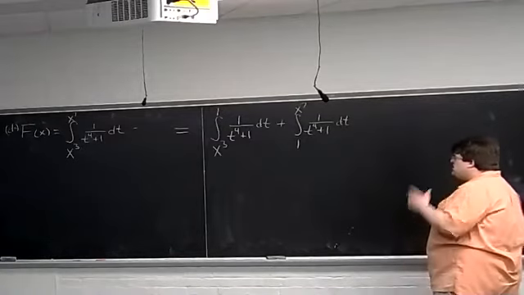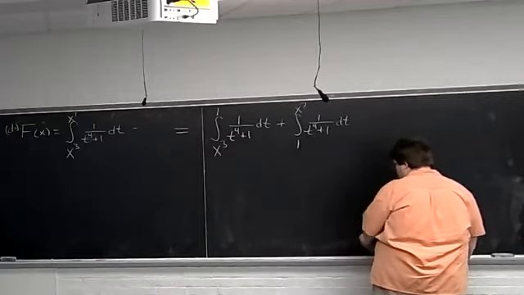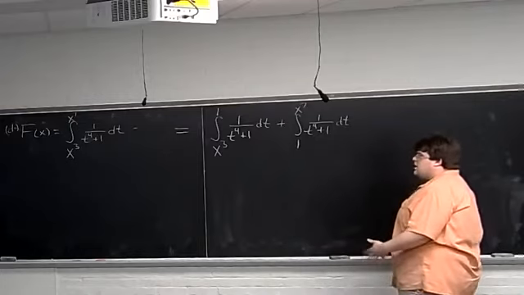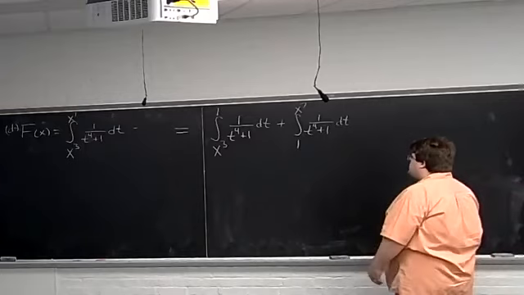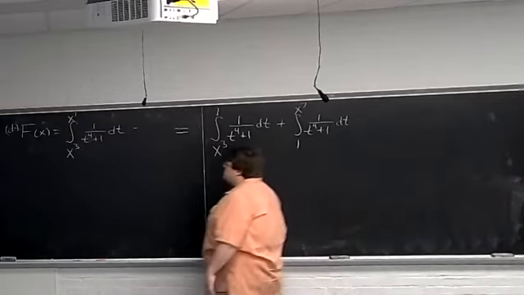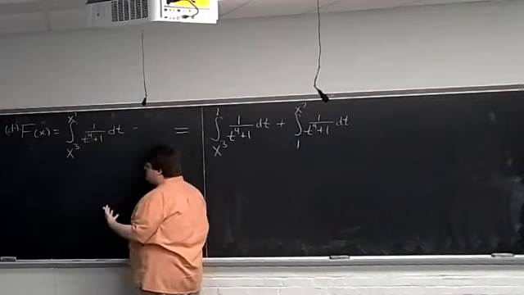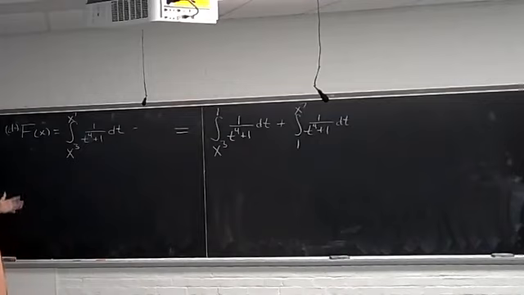Well, you may wonder, how did I choose 1? There are 2 things that have to go into consideration when doing that. 1, it has to be a number. That part is the easy part. The other part, the number can't be at a point where this integrand is undefined. So if this said t to the 4th minus 1, I couldn't choose 1 because that would put a 0 in the denominator. I'd have to choose something like 2.